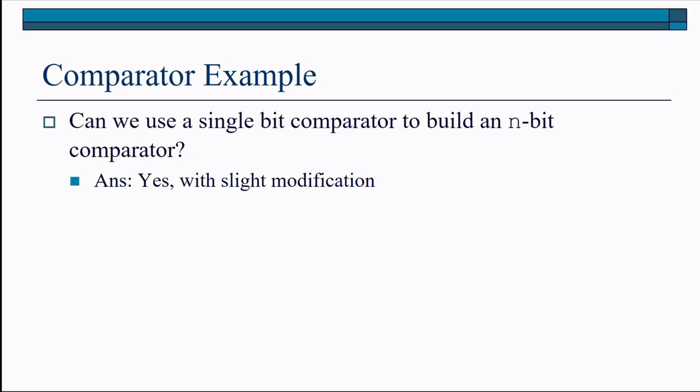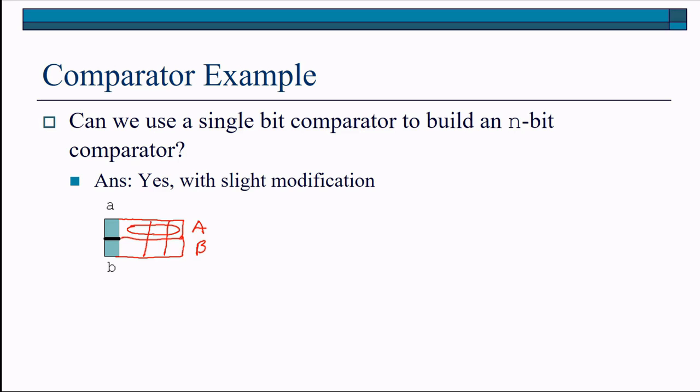Now that we know how to compare a single bit with another single bit, can we use this to help us build an n-bit comparator, or in our case our 4-bit comparator? And the answer is yes, but we need to make a slight modification to our single-bit comparator. Our single-bit comparator just takes a single bit A and compares it with a single bit B. What we want to do is to compare a 4-bit number with another 4-bit number. Our 4-bit numbers are denoted using capital A and capital B.